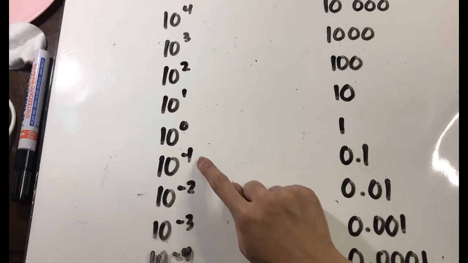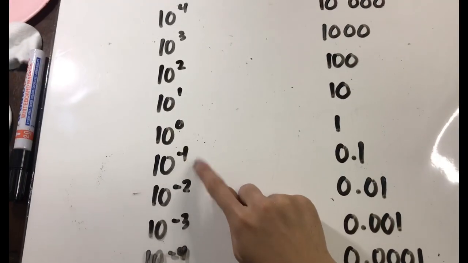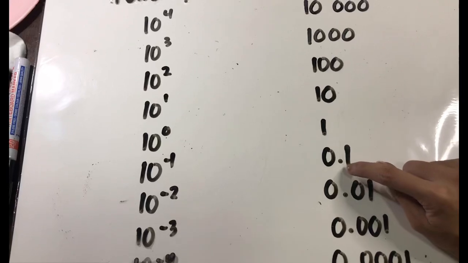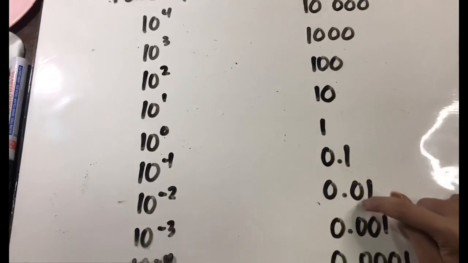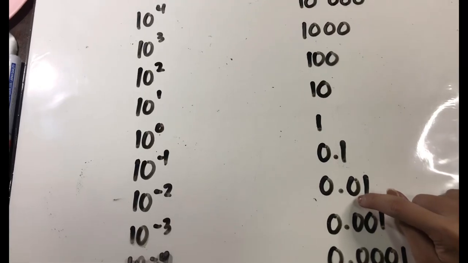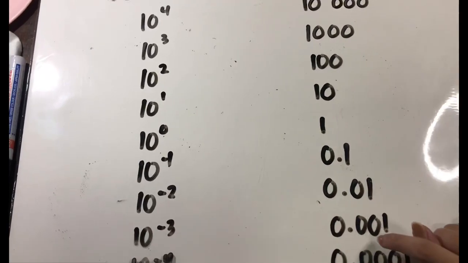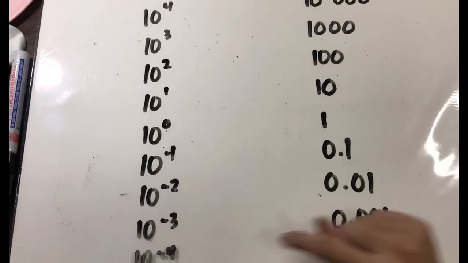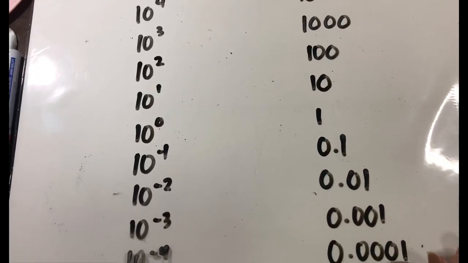For example, when it's negative 1, we don't have zeros after the decimal point. When it's negative 2, we only have 1 zero after the decimal point. When it's negative 3, we have 2 zeros after the decimal point. And when it's negative 4, we have 3 zeros after the decimal point.